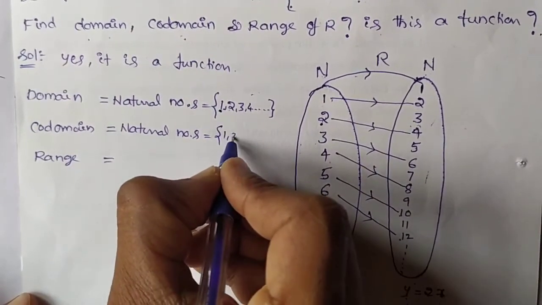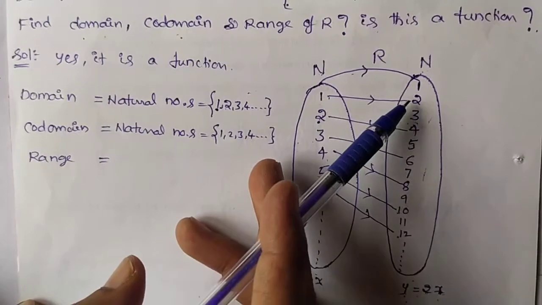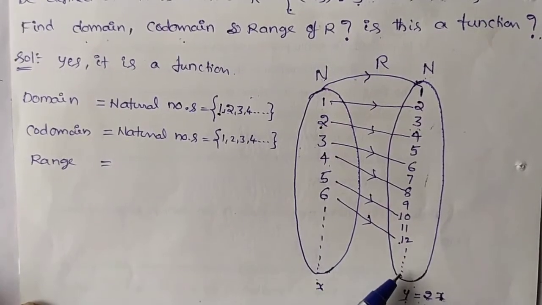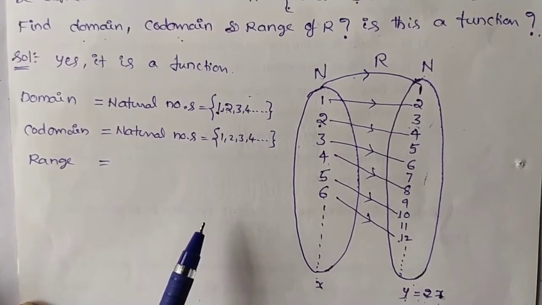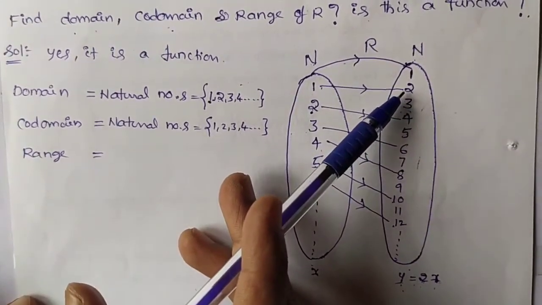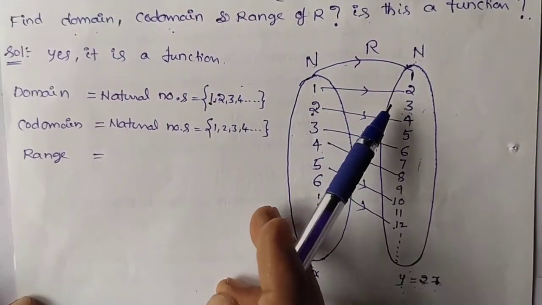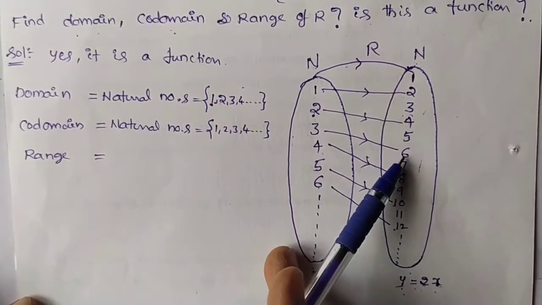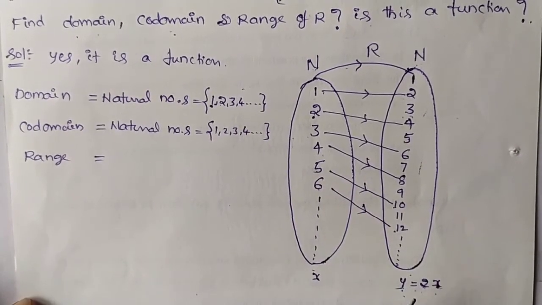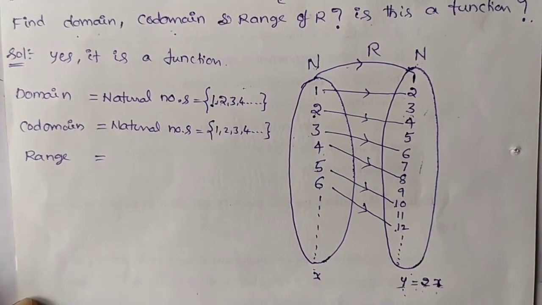That is 1, 2, 3, 4, 5, 6 and so on, right? Range is what? You just observe the range: 2, 4, 6, 8, 10, 12, 14, 16, 18, 20, 22 and so on. Like that we will get the range. Once again, range is what? The set of all the images in the codomain is called range. The set of all the images: 2, 4, 6, 8, 10, 12, 14, 16, 18, 20, 22, 24, 26, 28, 30, and so on. Like this we will get.